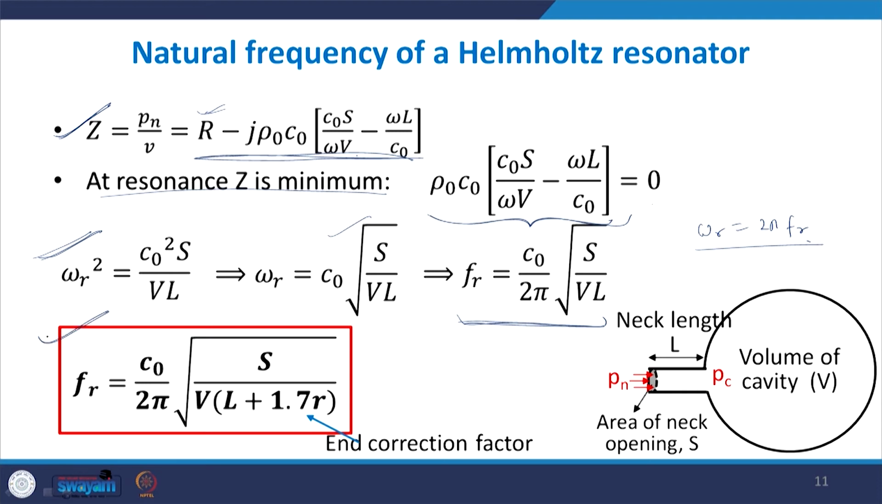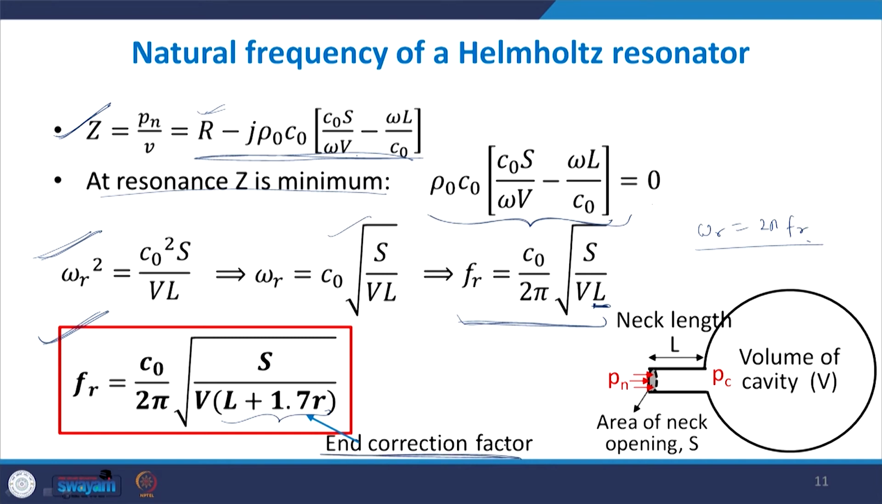We have replaced it with a new value now. C naught is the speed of sound in the air, or the speed of sound in the medium of the Helmholtz resonator. S is the surface area of the neck, V is the volume of the cavity enclosed, and L is the length of the neck. But here we have replaced this length of the neck with a new expression, L plus 1.7 times R. So, what we have done is we have added an additional factor of 1.7 R. This is the end correction factor.